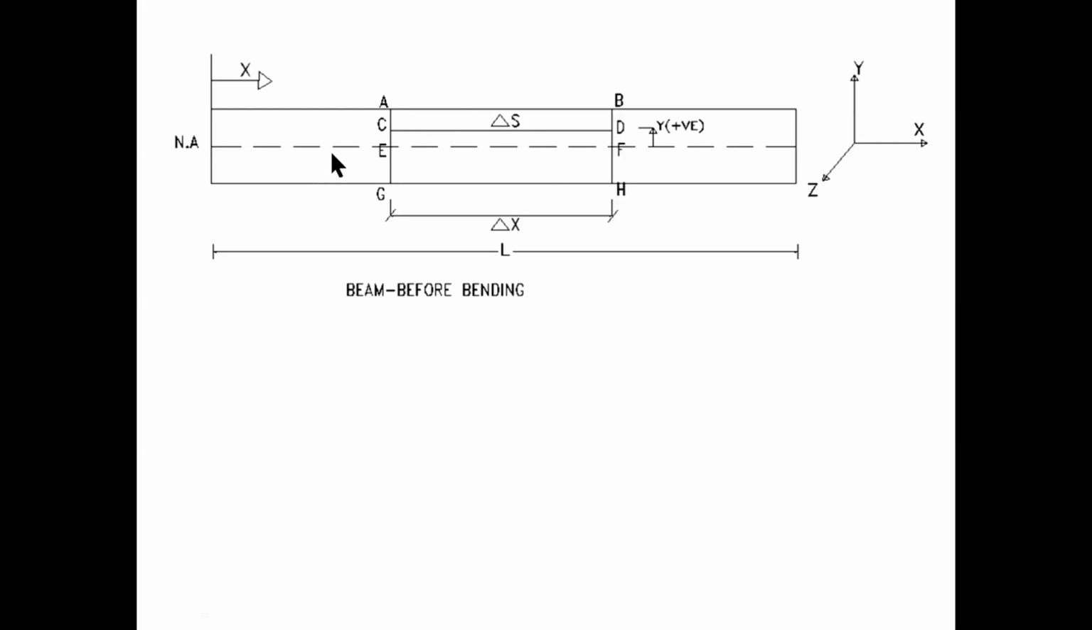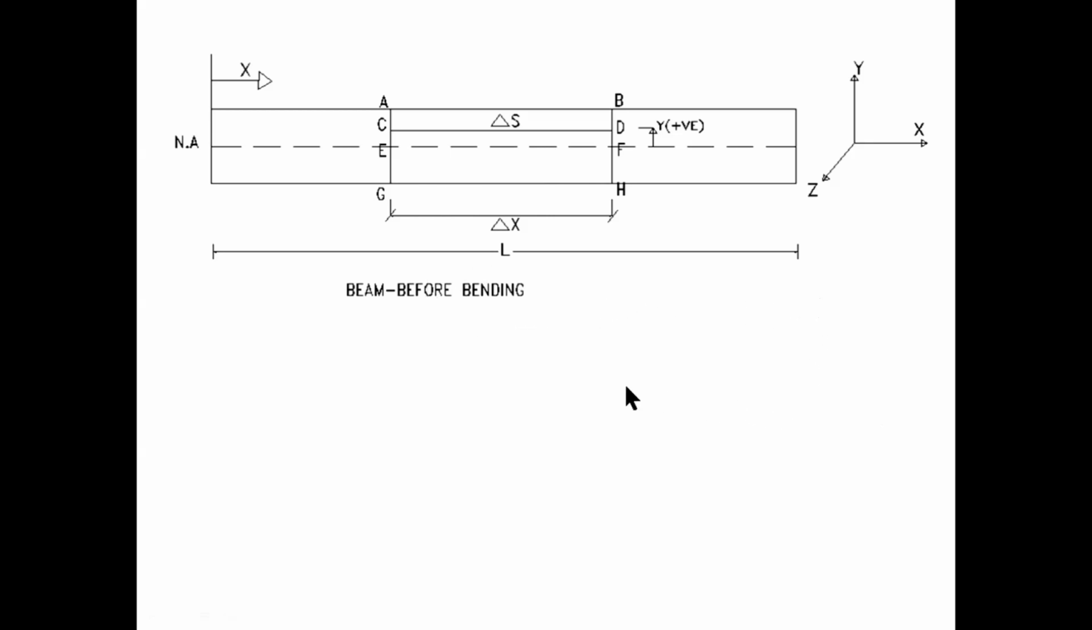The whole aim here is to study what happens to points A, B, C, D, E, F, G, and H between the vertical lines, delta s, the neutral axis, the top of the beam, and the bottom of the beam, before and after deformation. These are the main important planes that we need to study.